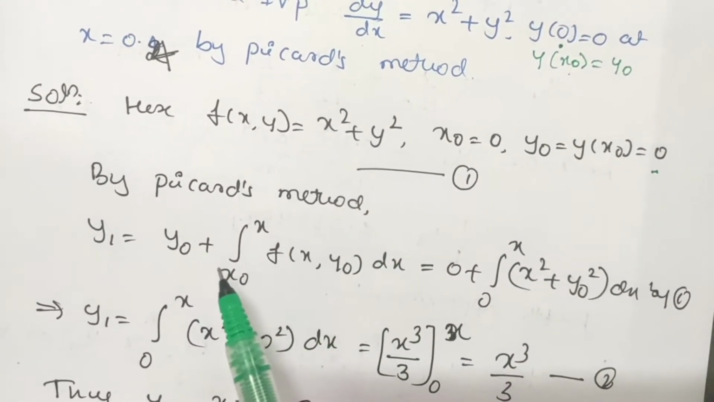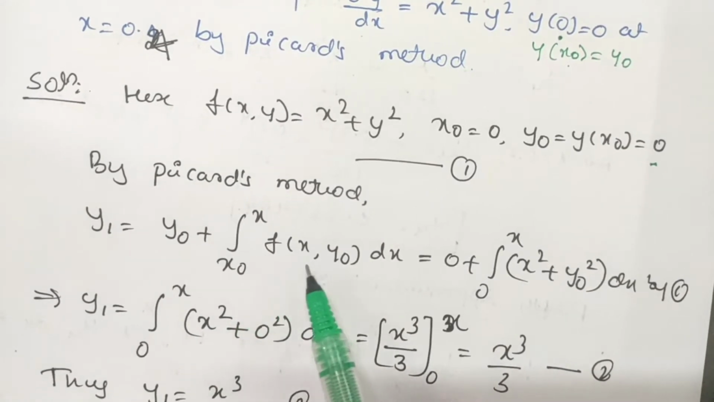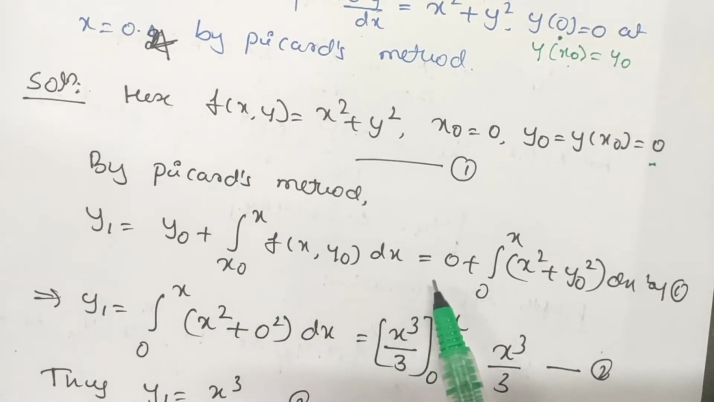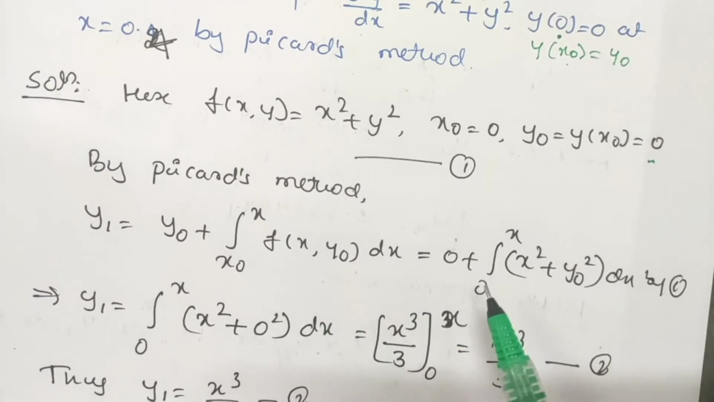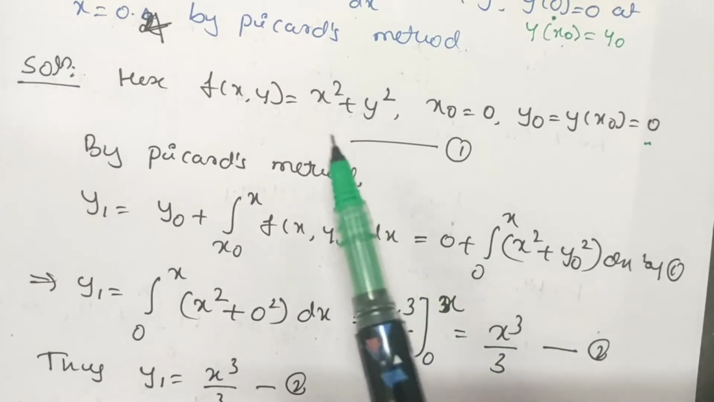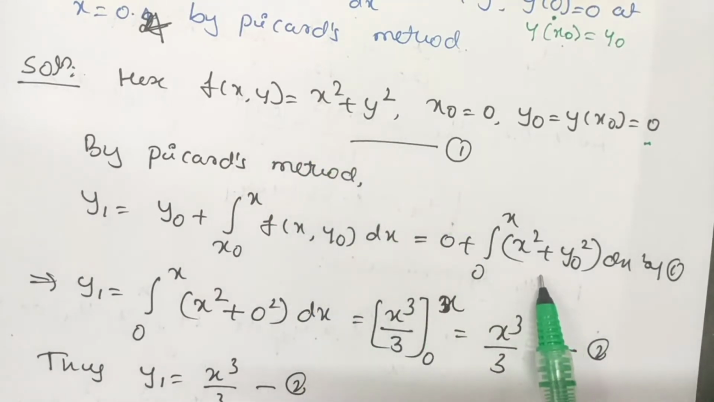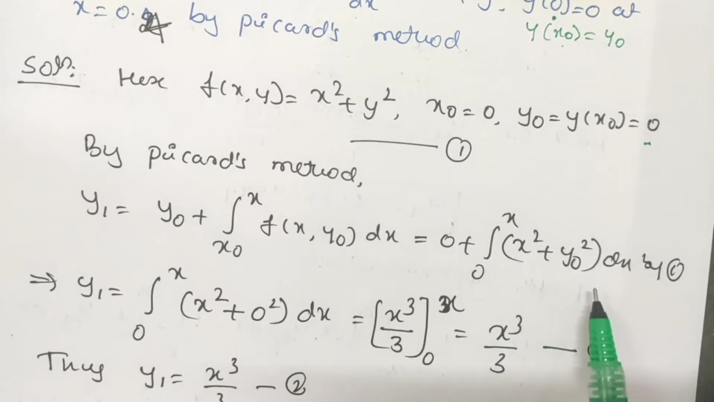By Picard's method, we know y1 is equal to y naught plus integration from x naught to x of f of x comma y naught dx. This is equal to y naught, which is 0, plus integration from 0 to x of f of x, y naught, which is x square plus y naught square, because from equation number 1, f of x, y is x square plus y square, dx.